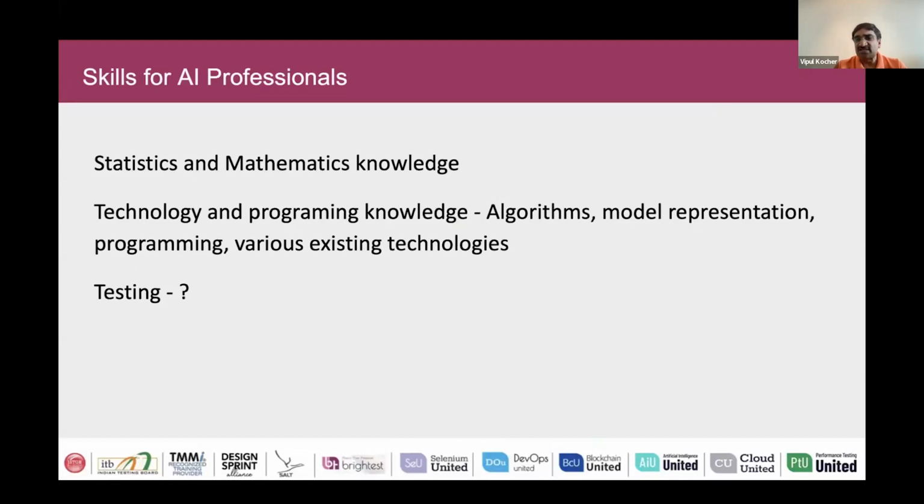So if I need to test such systems, what do I really need to have? Skills for AI professionals, people say you need to have knowledge of statistics, mathematics, some programming knowledge, some AI knowledge, what are models and what are various frameworks and libraries that you can use. But if I want to be an AI tester, what are the skills I should have? Nobody really has defined it, unfortunately.